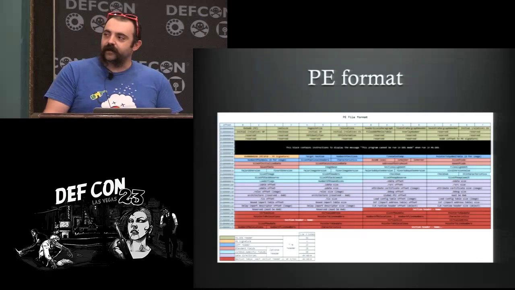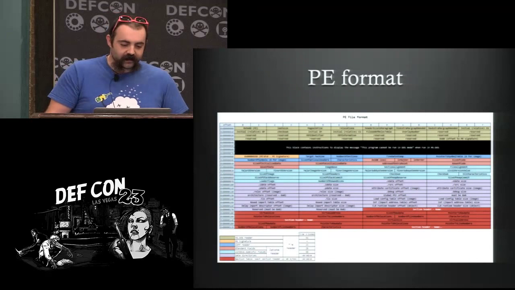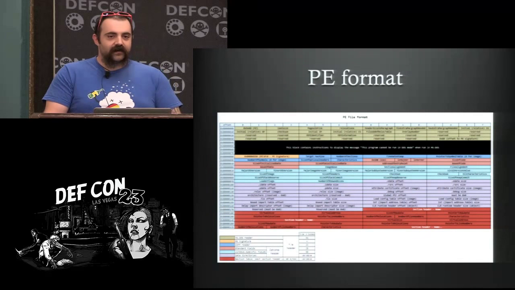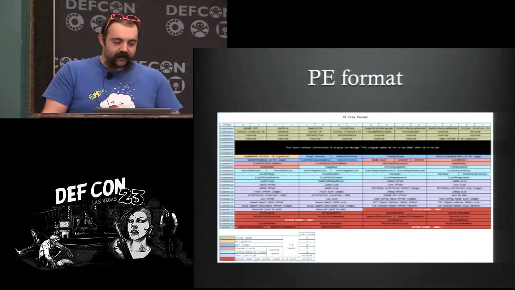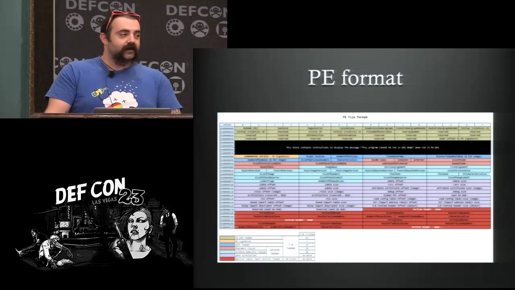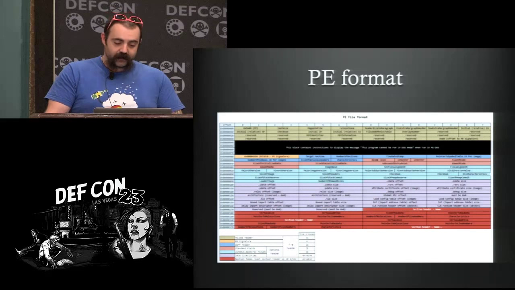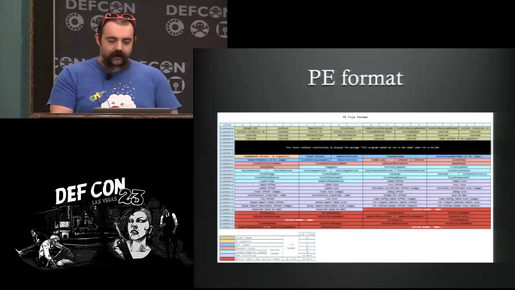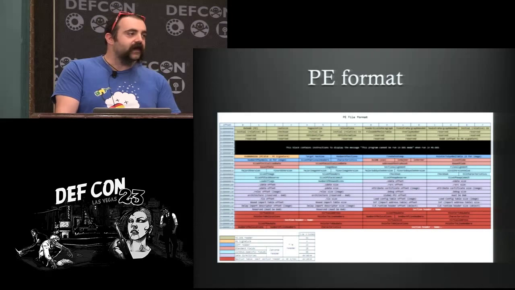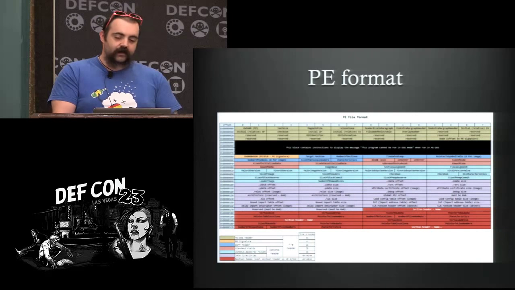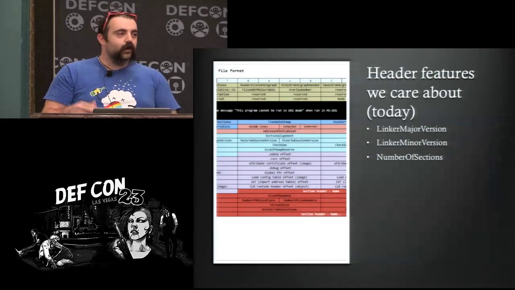This is one of my favorite graphs, and I apologize if you can't see it all that well. These are all the header values that you can have in a PE file. Now, keep in mind, not all of them are required to exist. Not all of them are required to be filled out in an entirely accurate way. But this is what you can deal with. So there's a lot of things to mess with. They're color-coded.